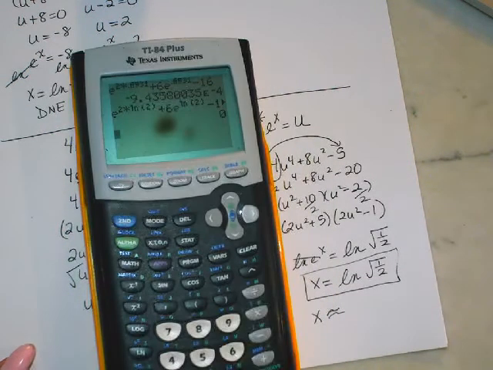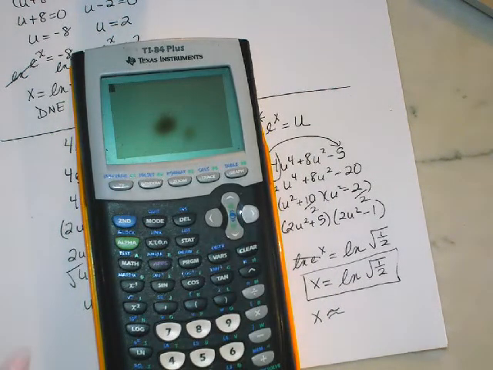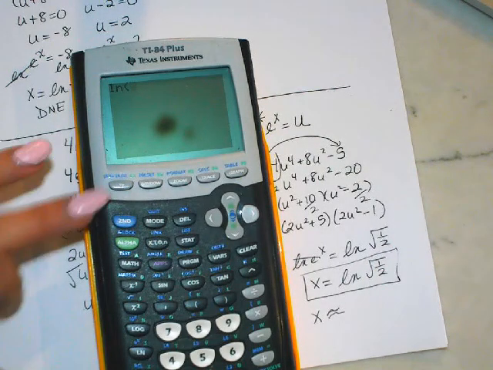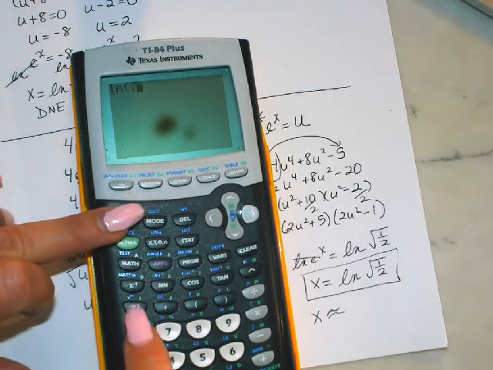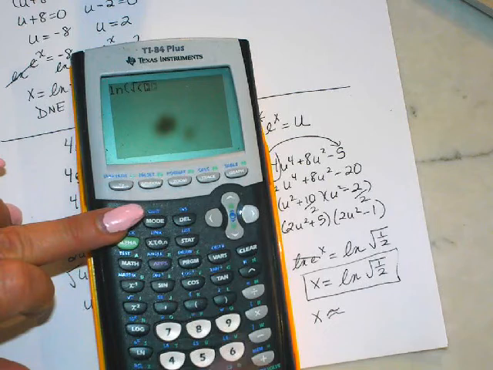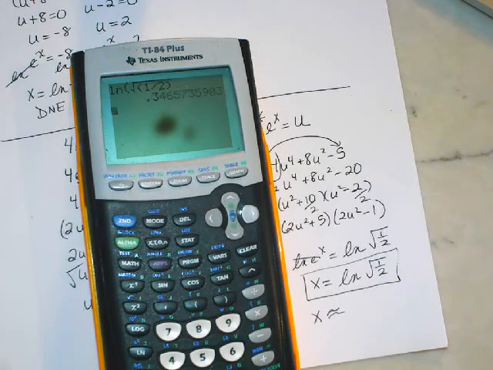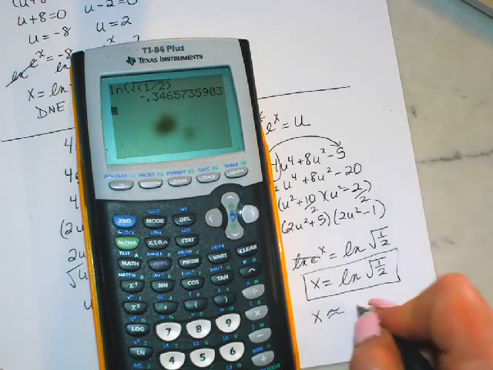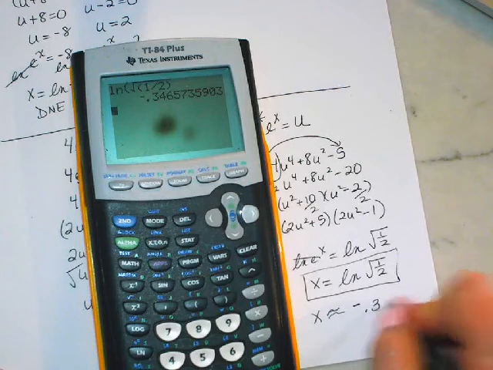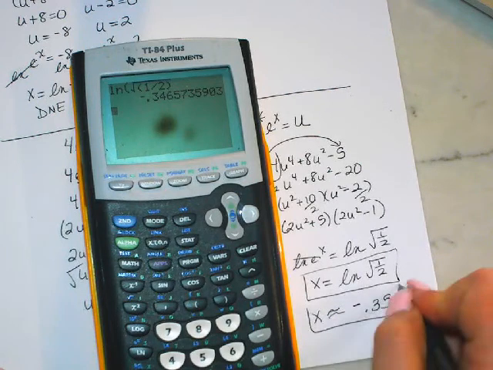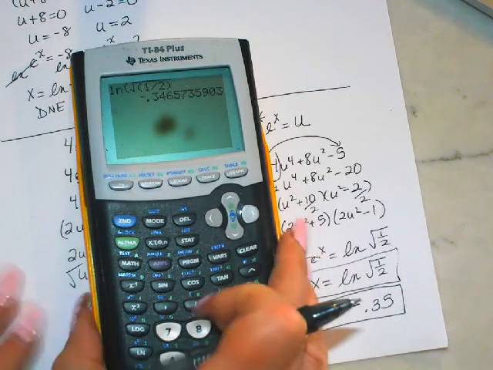And now if we want the decimal approximation, which I do, let's clear this all out. It's going to be the ln of the square root of 1 half. So be careful with your calculator here. Second function square root, parentheses, 1 divided by 2, and yes, you could have just put in 0.5 if you wanted to. And it's going to be negative 0.35.